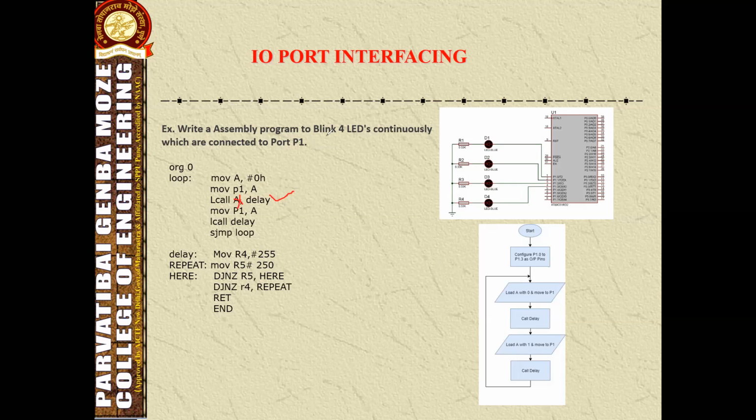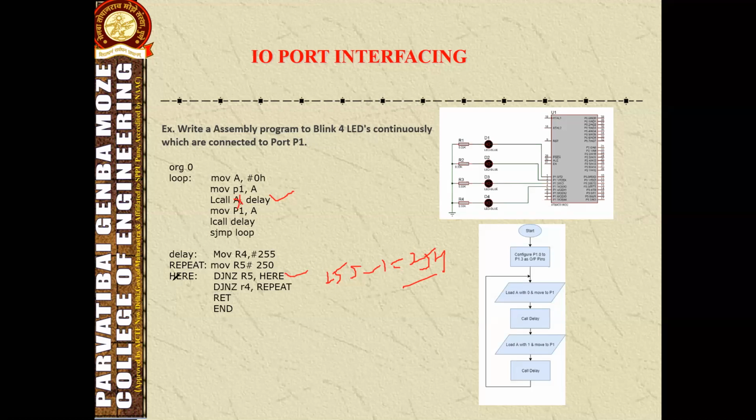Then what will happen here? It will decrement, jump if non-zero, R5. So it will check whether the value of R5 is 0 or not. If not 0, it will decrement by 1. Presently, there is a 255 value. It will decrement by 1 and check the result, 254. So this is not equal to 0. If not equal to 0, it will go to here.